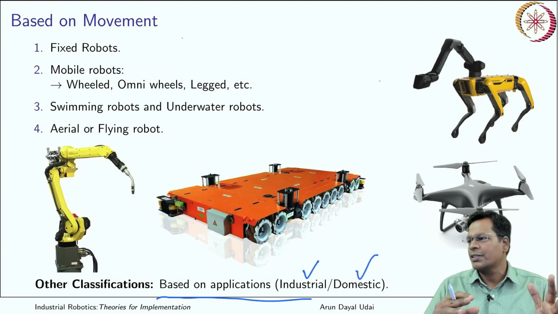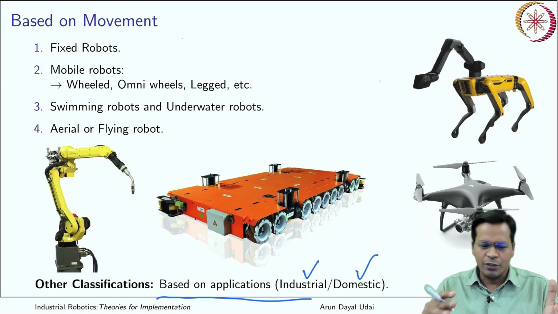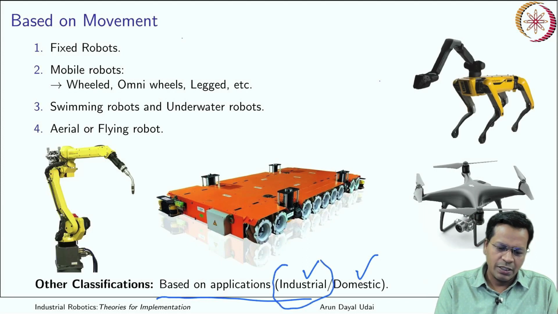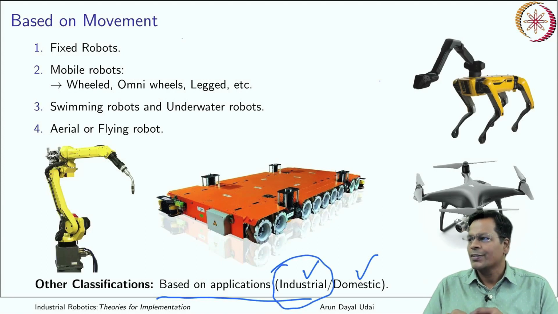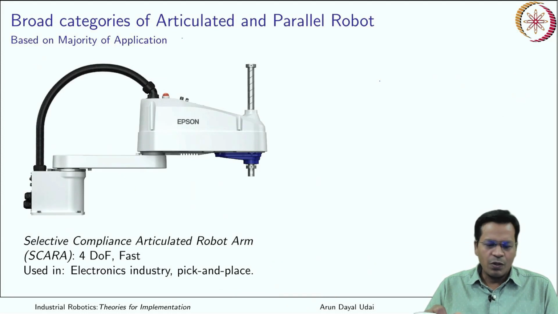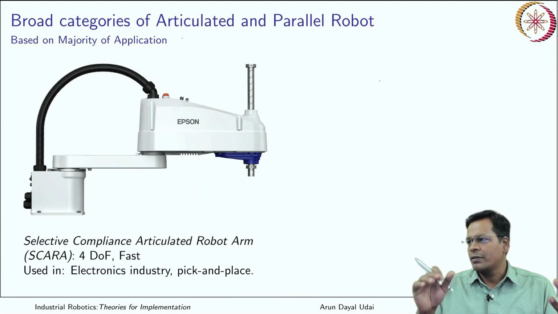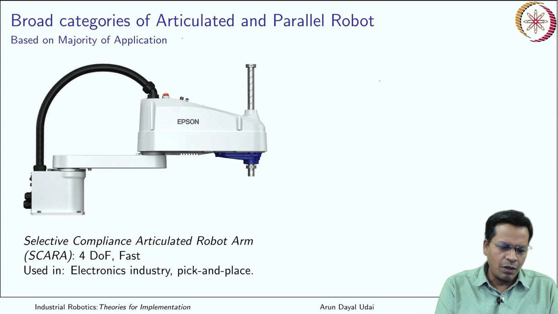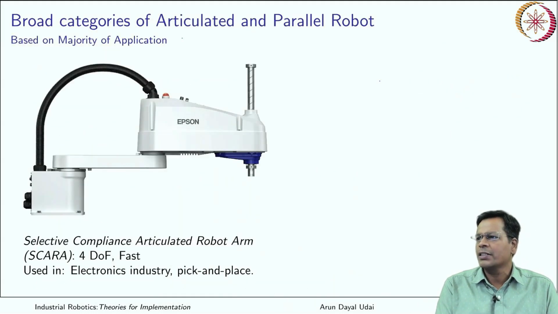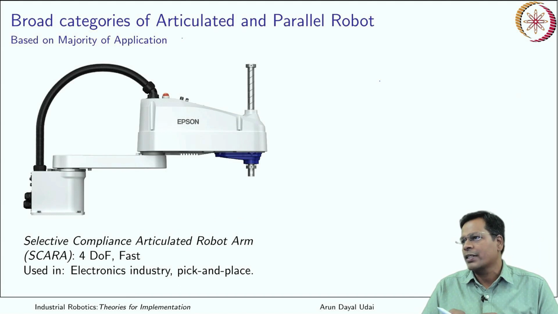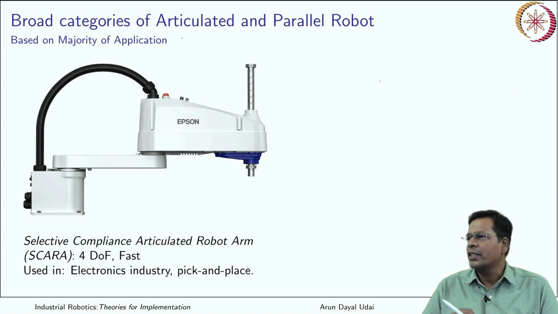If it is an industrial robot, it can be a painting robot, an arc welding robot, a spot welding robot. We'll talk about mostly industrial robots from now on. Because you find not just all these kinds of robots in the industry, there are a few broad categories of robots that you see in the industry: articulated arm robot and parallel robot. The majority of applications use these kinds of robots.